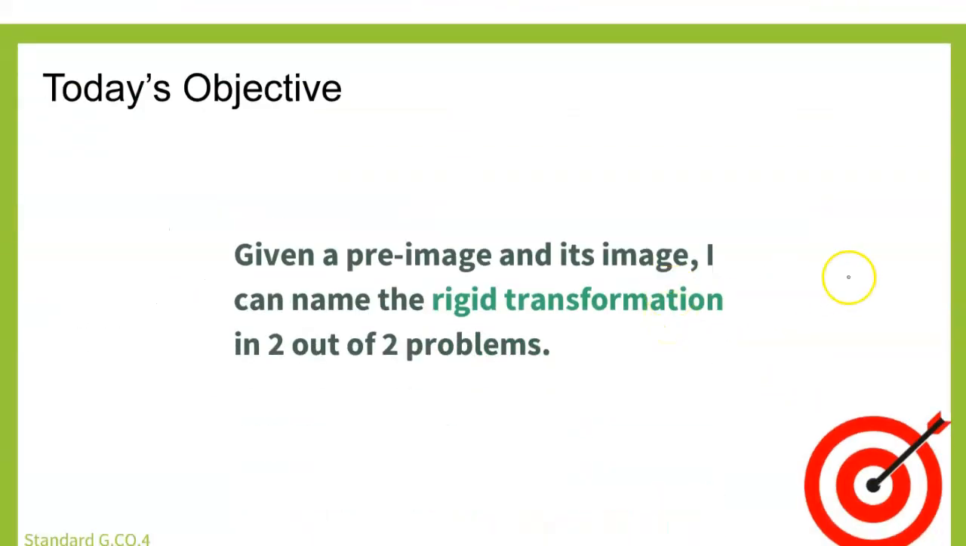So that covers everything today. Given a pre-image and its image, I can name the rigid transformation in 2 out of 2 problems.